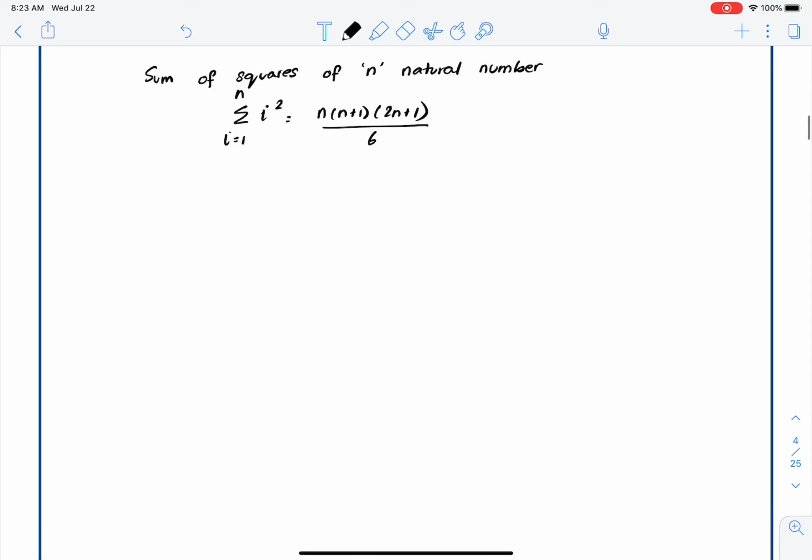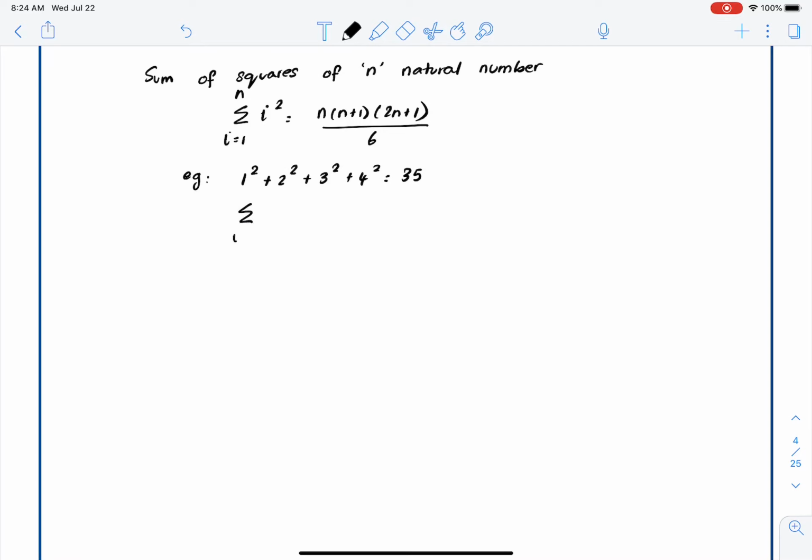Now, as an example, we want to sum 1 squared plus 2 squared plus 3 squared plus 4 squared. That is 1, 4, 9, and 16, and it's 30. Oh, sorry, that's bad math.